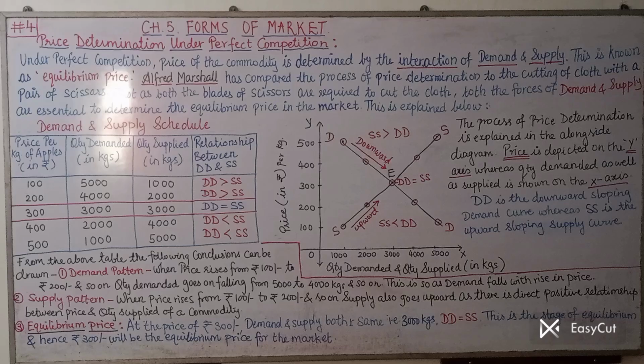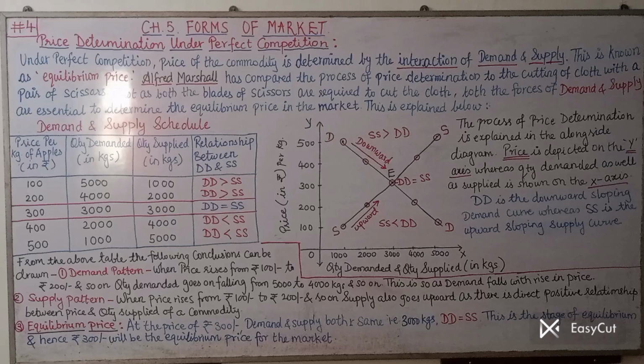Now let us see how these both forces come together to determine the equilibrium price in the market. So let us see that with the help of a schedule and diagram. On the board I have given you the demand and supply schedule, that is the table, as well as we have drawn the diagram with the help of the table. So let us see the table first. Demand and supply schedule. Take it the way you like.